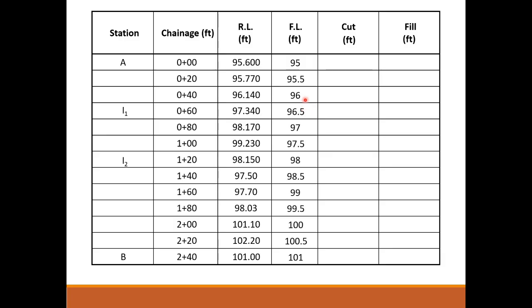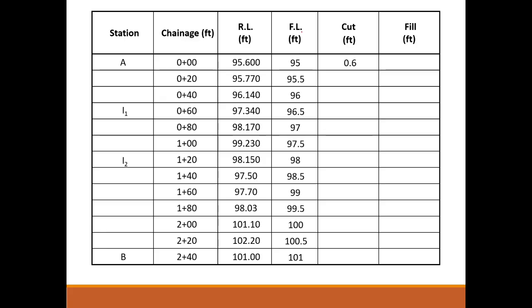Similarly, 0.5 is added in all the previous entries to get the new entry. So it is starting from 95 and ending at 101 feet. This is how the formation line is established. We shall see it in the graph in the next slide. Now it's time to calculate the value of cut and fill. It is very easy to calculate the value of cut and fill using formation line and reduce level.